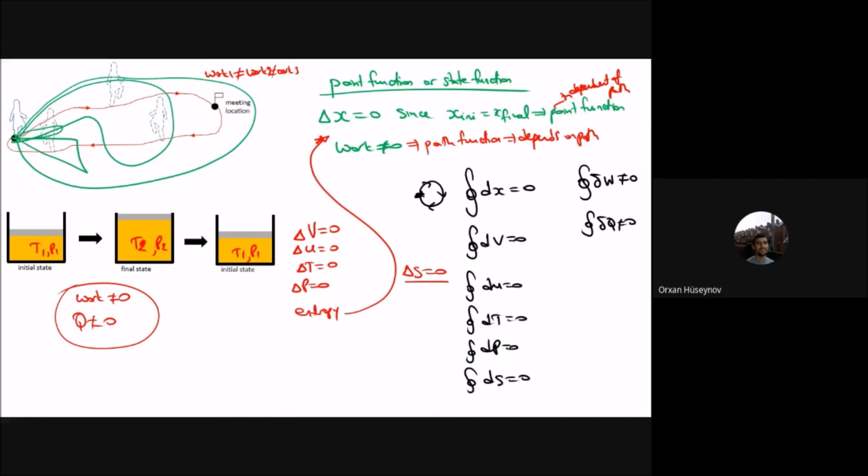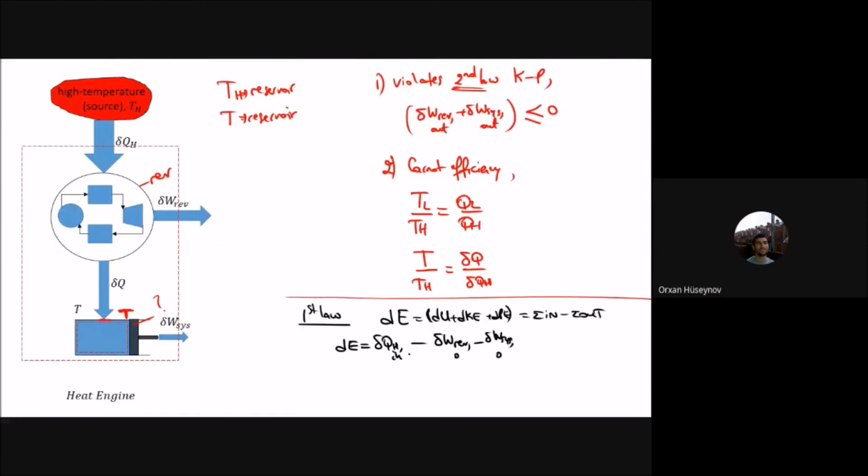This one shows a cycle. You can see it goes and gets back. For the cycle, the property point functions are 0. But for a process function, it is not 0. It depends on the path. So this one is clear, I think.